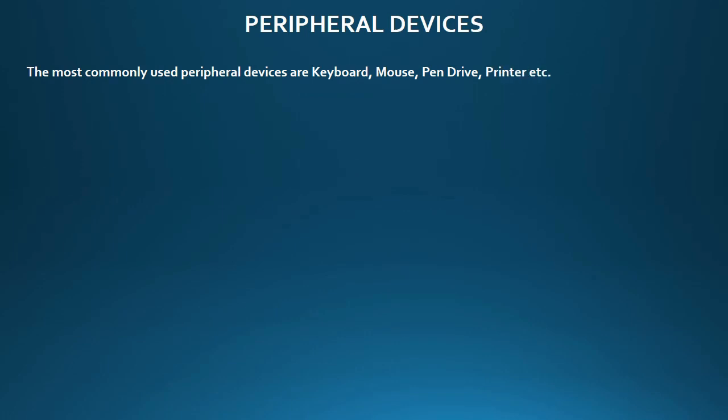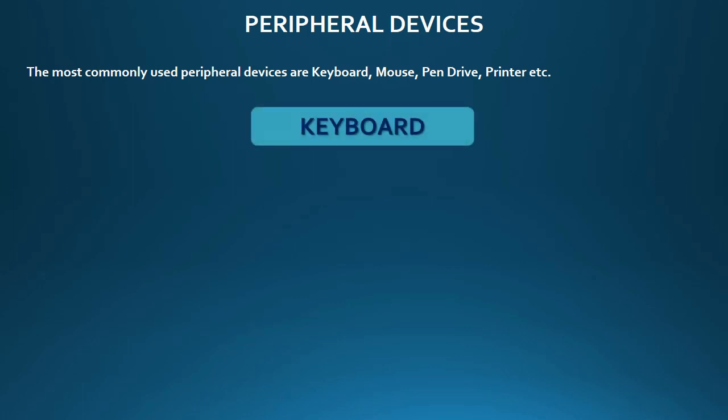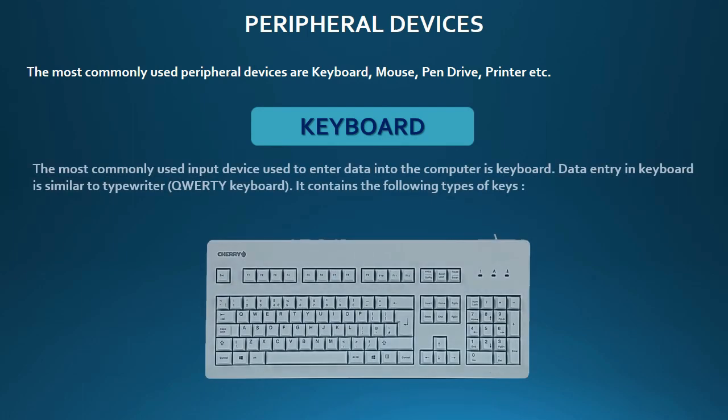Now the most commonly used peripheral devices are keyboard, mouse, pen drive, printers, etc. Now we will be looking at all these. Now first is the keyboard. So what is keyboard? The most commonly used input device used to enter data into the computer is keyboard. Very well known to you. Okay. Now data entry keyboard is similar to the typewriter. That is called QWERTY keyboard.